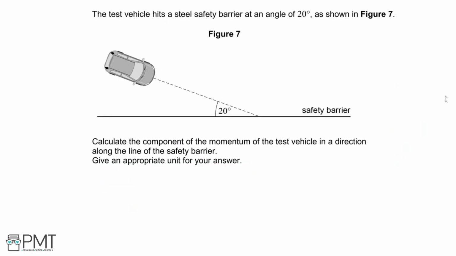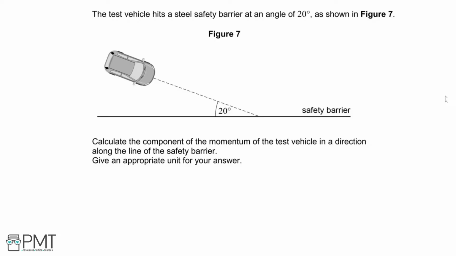The test vehicle hits a steel safety barrier at an angle of 20 degrees as shown in figure 7. You've got figure 7 there. As described, the car is travelling towards that safety barrier at 20 degrees to its surface. Calculate the component of the momentum of the test vehicle in a direction along the line of the safety barrier. Give an appropriate unit for your answer.